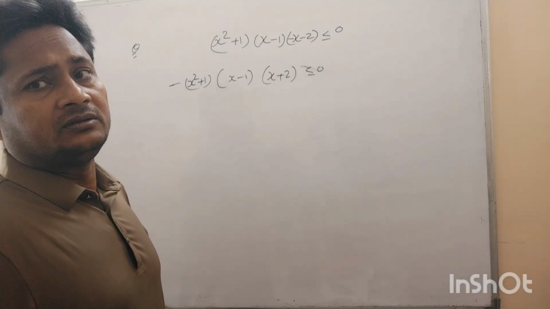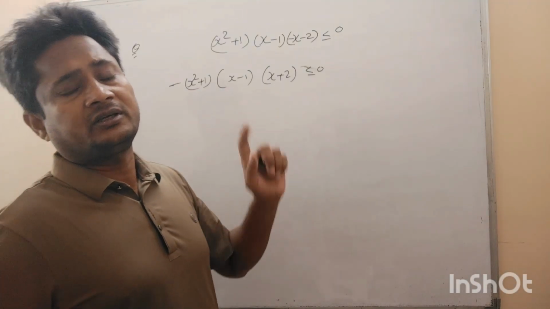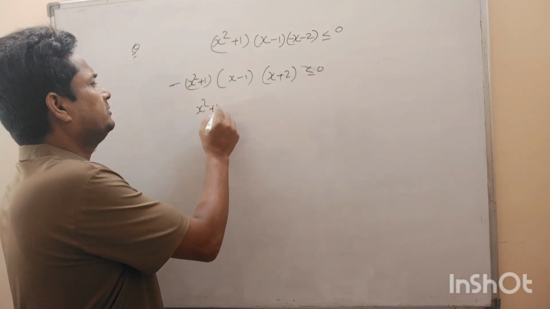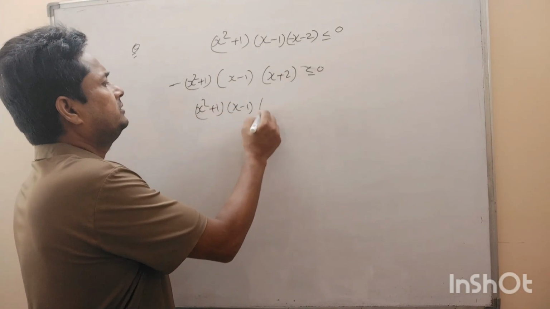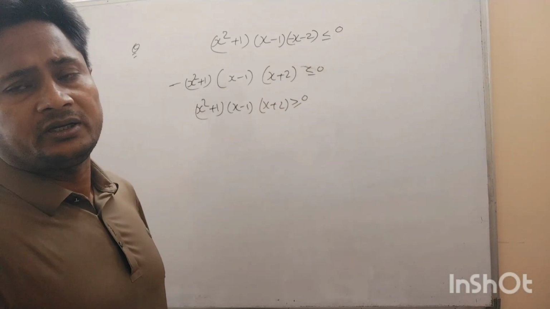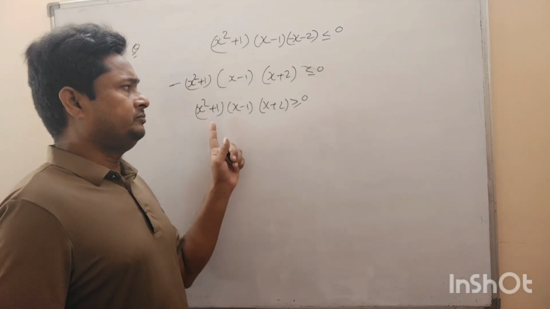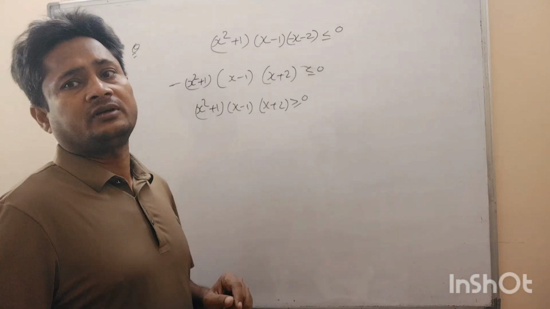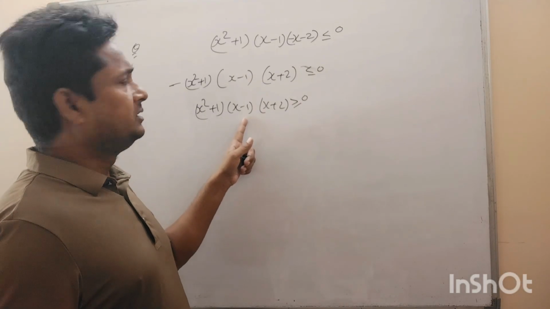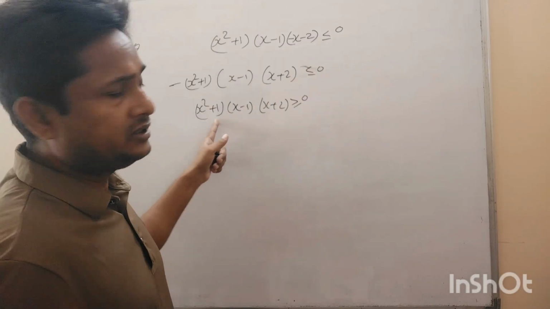Now there is a minus sign here, so multiply both sides by minus. The inequality will be like this: x square plus 1, x minus 1 into x plus 2 greater than or equal to 0. If we multiply both sides by minus, the inequality sign changes. Now find the roots of every factor. Here it is already factorized. This cannot be factorized because its roots will be non-real.